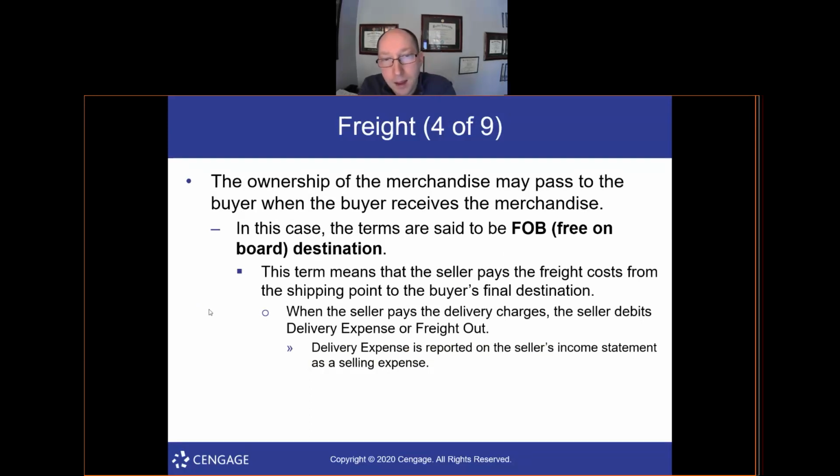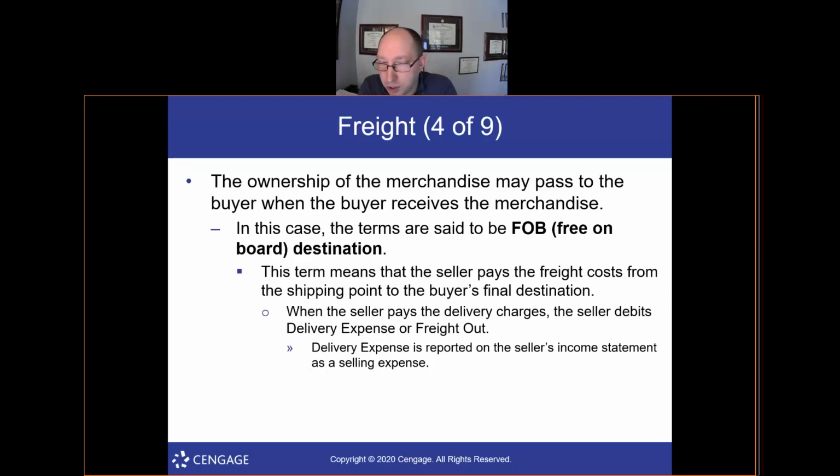Okay. Here's another term. This is free on board destination. Ownership of the merchandise may pass to the buyer when the buyer receives the merchandise. Call it free on board destination. This term means that the seller pays for the freight cost until the buyer receives it.